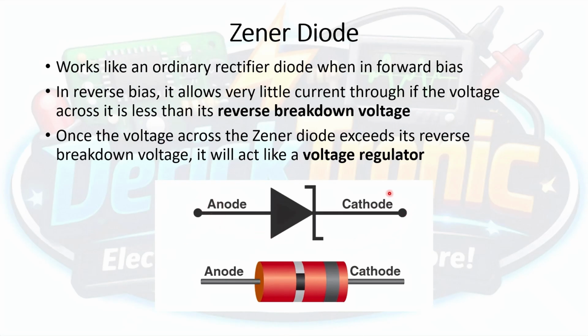In an electrical schematic diagram, the Zener diode would look like this, represented by this symbol. So it's similar to the ordinary rectifier diode. Its cathode is drawn in this manner. Now, the actual look of the Zener diode would have something like this at the bottom. It will normally be enclosed in a red casing with a black stripe marking its cathode.